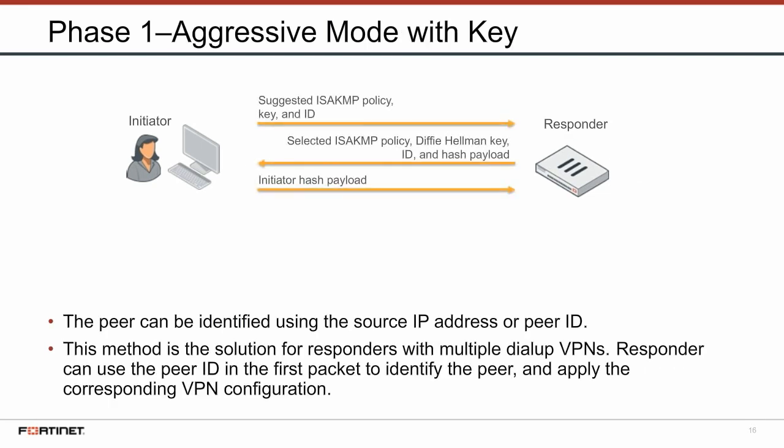Now you'll examine aggressive mode negotiation. In aggressive mode, only 3 packets are exchanged. First, the client initiates by suggesting a security policy and providing its key and peer ID. The responder replies with the same information plus a hash. Finally, the initiator sends its hash payload. The first packet contains the initiator's peer ID. Therefore, the responder can use this ID, not only the source IP address, to identify who the peer is and which security policy to use. This is the best solution for responders that have multiple dial-up VPNs.